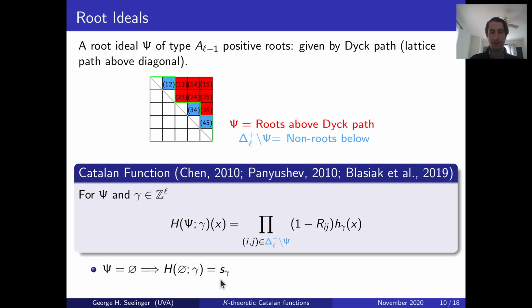And if we take our root ideal to be all the roots, then of course they're all red, there are no blue roots, so this blue set is empty, the non-roots are empty, and therefore you're just left with the complete homogeneous symmetric function, and there's no raising operator expression acting on it. So in this way, you can sort of think about Catalan functions as interpolating between Schur functions and complete homogeneous symmetric functions.